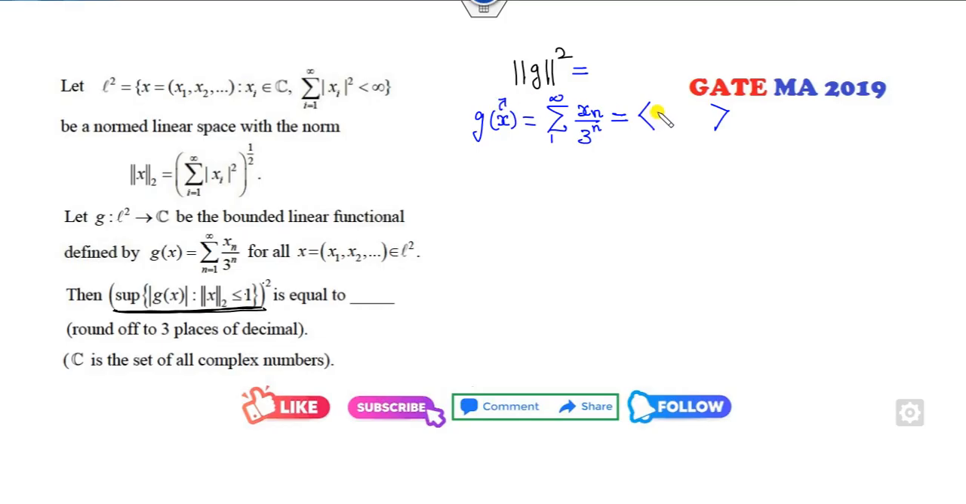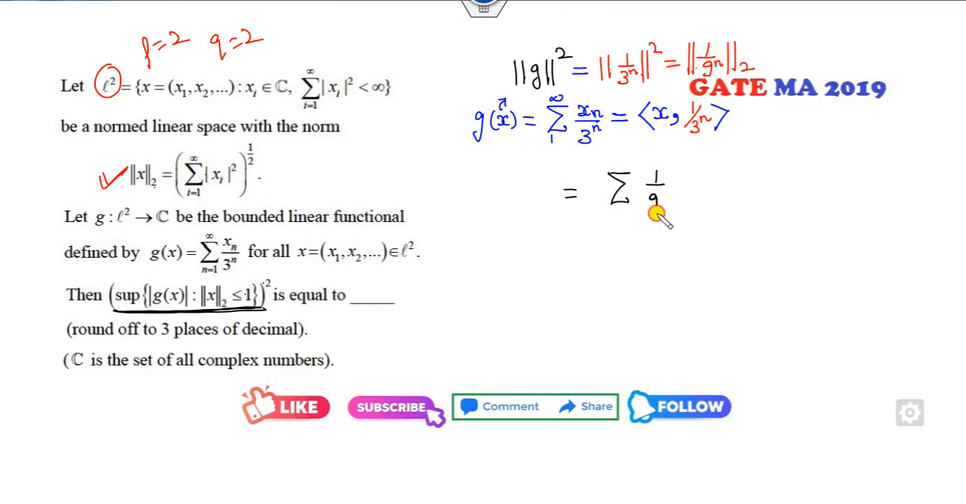It is defined on x. So I can write here x, and the remaining component is 1 over 3^n. So this value is the same as the norm of 3^n squared, because I wrote square. Now it means it is 1 over 9 raised to power n. So what is the definition of the norm? It is on l2. Again it's an lp space, so p is 2, q is again 2. So I can define it using the summation of 1 over 9 raised to power n, because I already took the square, so this is raised to power 1 over 2.